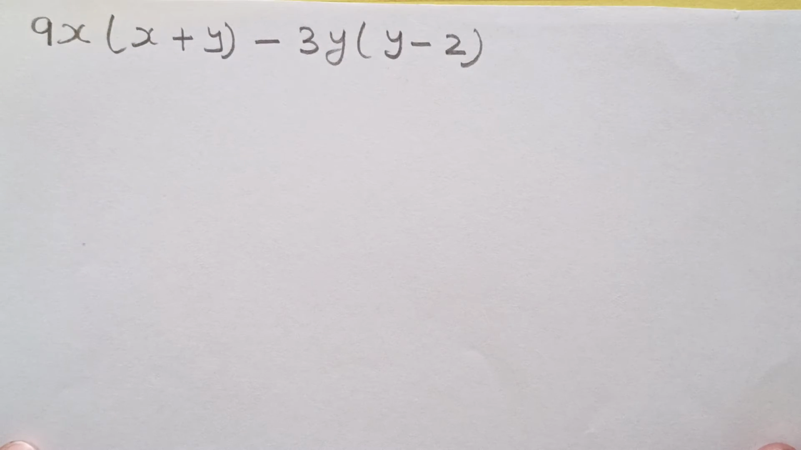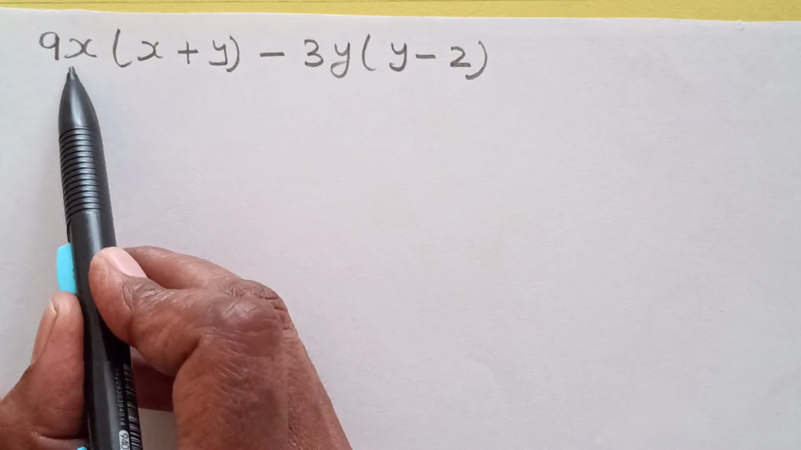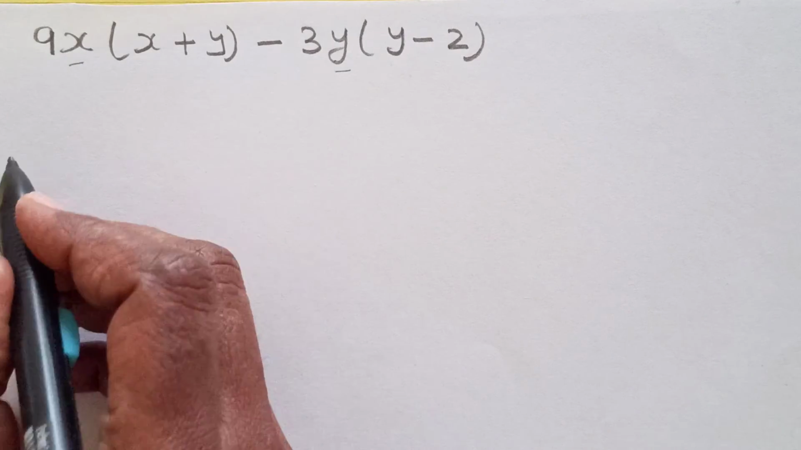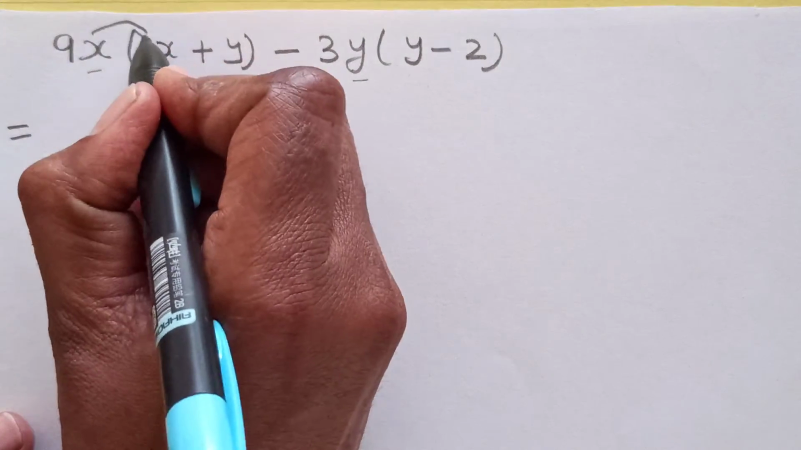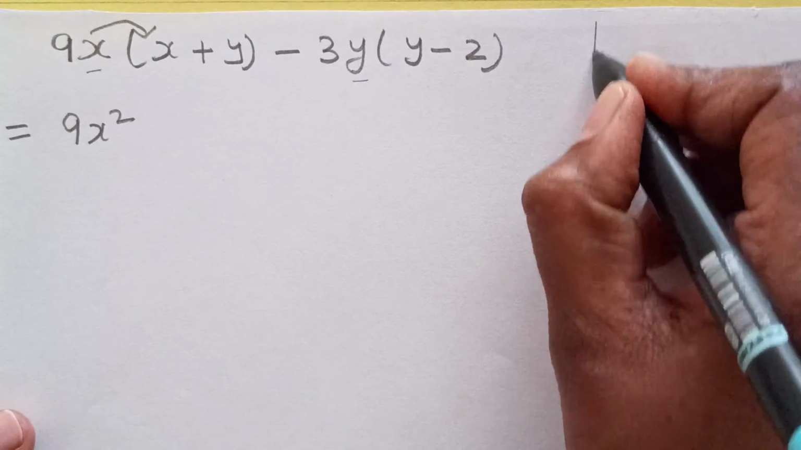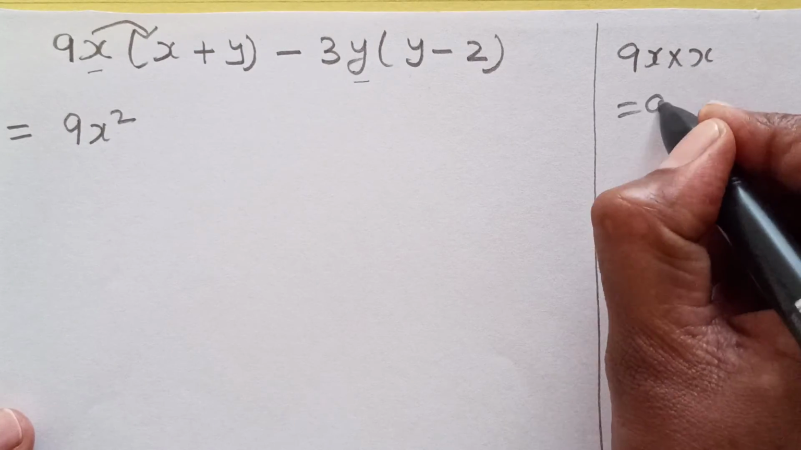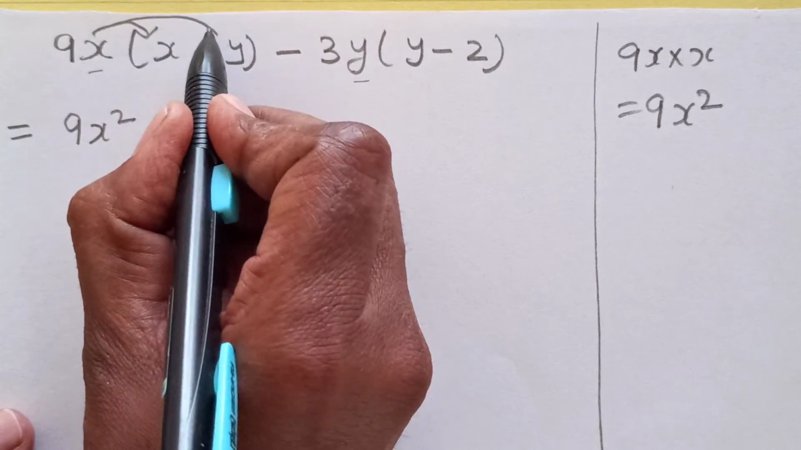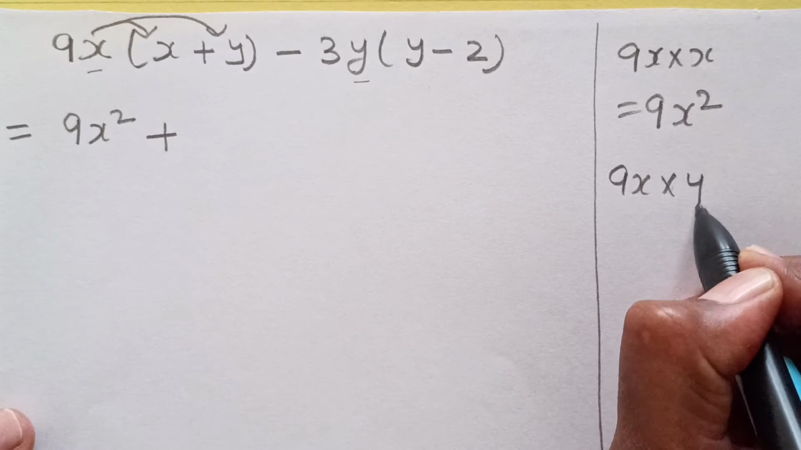Now look at this expression. You can see you have two variables here, x and y. So first of all, let's expand the bracket, then we will see how to simplify. 9x times x, that will be 9x squared. Next, positive sign, 9x times y.